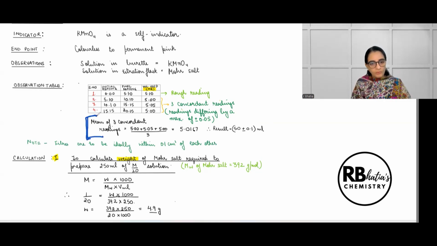Some would not want you to take the mean. These days, some examiners just want you to pick up one concordant reading, or the reading that they sign. While you're taking readings during the exam, the examiner is required to observe one reading and put a signature there. Some examiners want you to do your calculations using this signed reading, whereas some want you to use the concordant one. So you can just follow the instructions that are given to you during the practical exam. Clear?